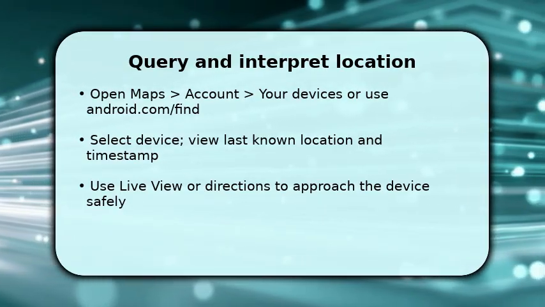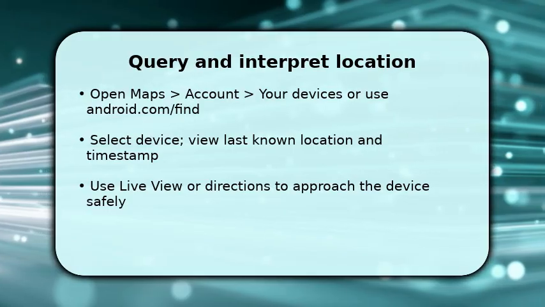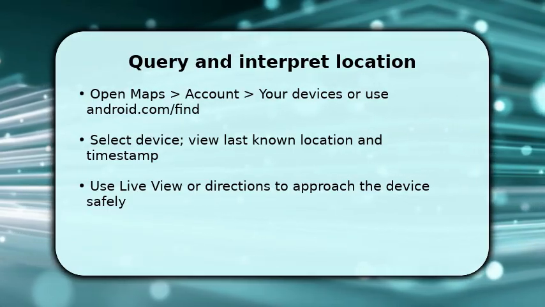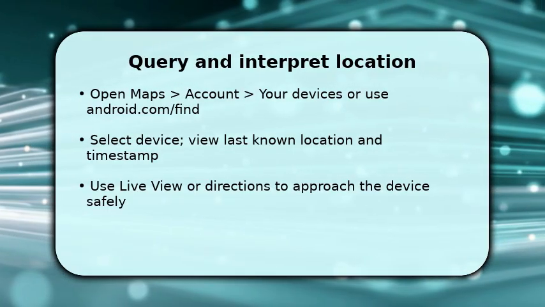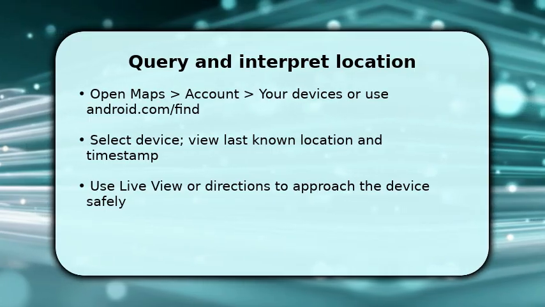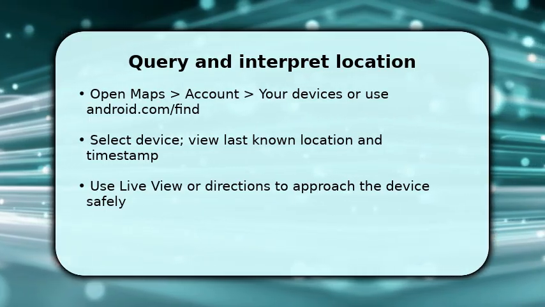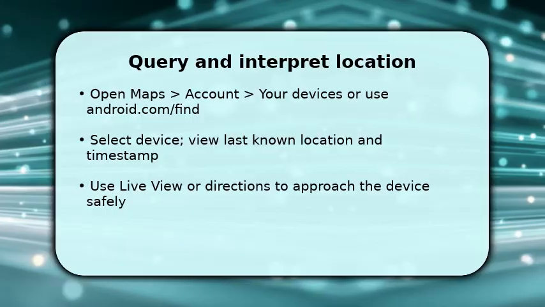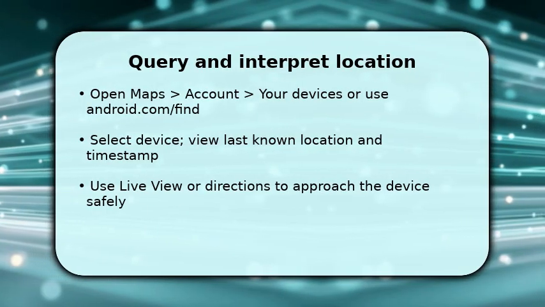Once you see the pin, use Live View when available for walking directions or tap directions to drive there. This helps you estimate accuracy and plan your route. If accuracy is low, zoom and check the blue accuracy circle to judge how far you may need to search.